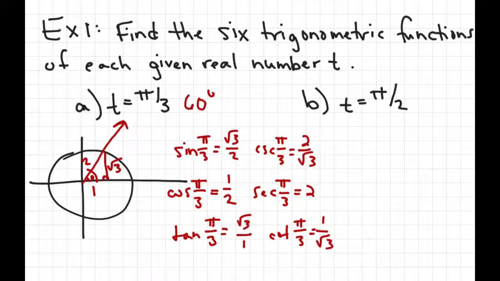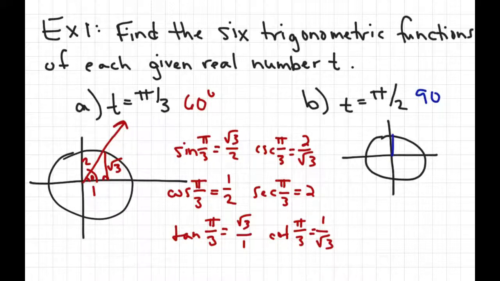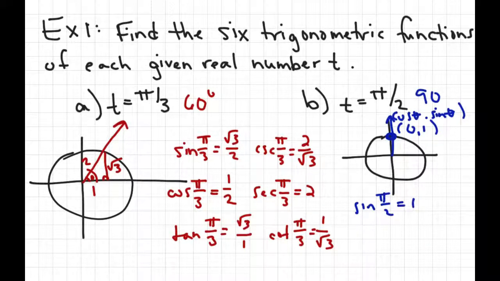All right, let's do this again for pi over 2. Pi over 2 is the equivalent of 90 degrees. Well, 90 degrees is right here. Remember that the point where the terminal ray hits the unit circle is the ordered pair cosine theta, comma sine theta. So I already know that the sine of pi over 2 is 1. So its reciprocal is 1, because when you flip 1 over 1, you get 1 over 1.